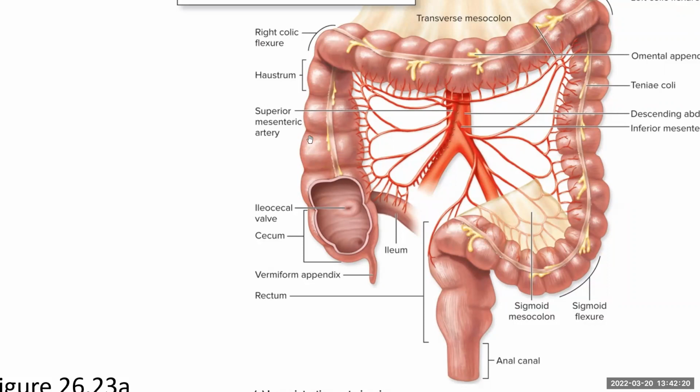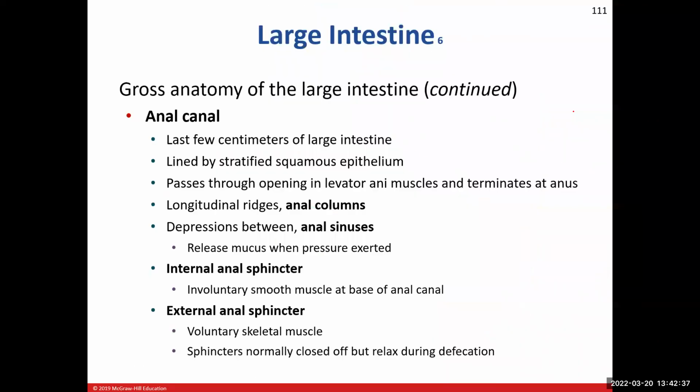And also you may notice that the large intestine has these little sac-like structures, and we call those haustra. One individual is a haustrum. The whole collective of them are called haustra. We'll talk about their purpose here in a moment.